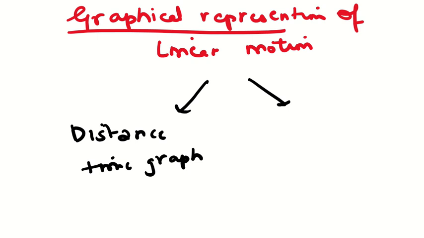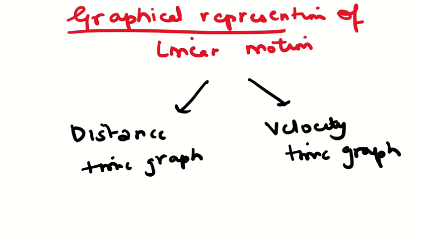Second is going to be a velocity time graph. So we are going to talk about graphical representation, but we are going to talk about two types of graphs. First is the distance time graph. Second is the velocity time graph. So let me add some more slides as required. First of all, let me draw a graph.